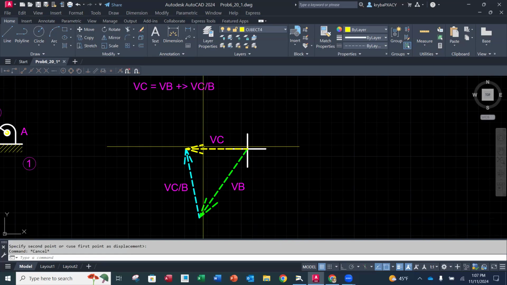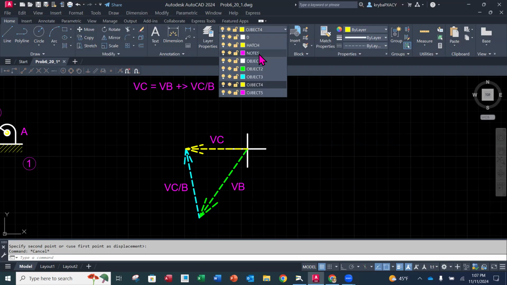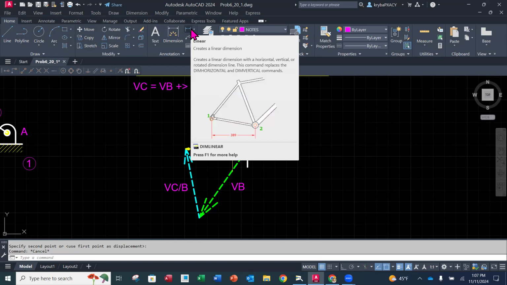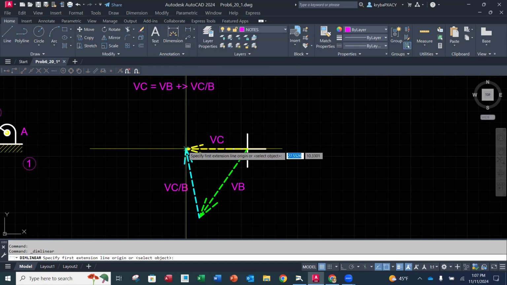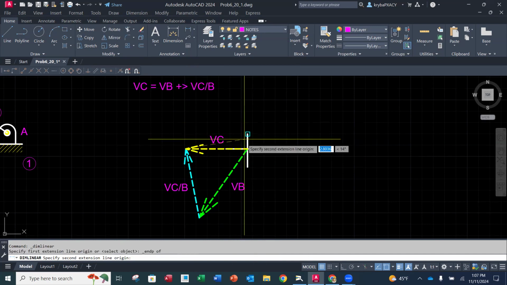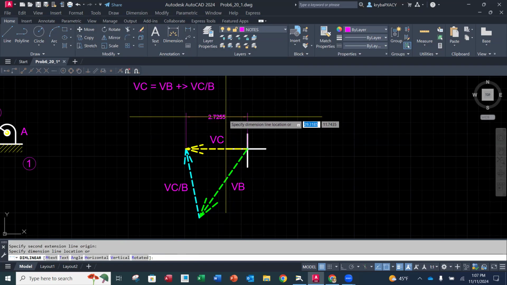Now what I need to do is I need to measure, right? Get the magnitude. So I'm going to go back to my notes layer, and I am going to do a linear dimension. You could do aligned. If it's not along a horizontal or a vertical, you want to do an aligned, but this is horizontal, so for velocity of C. So I'm going to make sure I get the endpoint. So use your object snaps, endpoint to endpoint. And now we're going to measure that value.